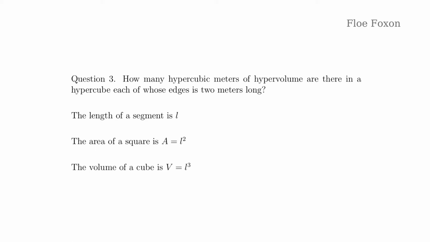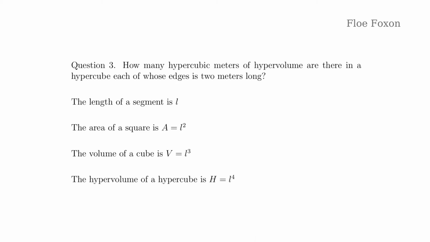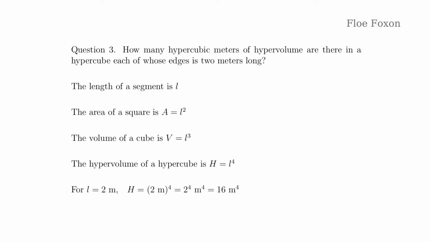You may have noticed a pattern here, whereby we multiply by another factor of L for each dimension, and indeed we can repeat this up to 4 dimensions, whereby the hypervolume of a hypercube is H equal to L to the 4th power, or L times L times L times L. Thus, we can set L equal to 2 meters, and taking 2 meters to the 4th power gives us 16 hypercubic meters of hypervolume. Remember that we have to take the units to the 4th power also. Now, the original question in Rucker set the edges equal to 2 feet, in which case the answer would be 16 hypercubic feet, but for the sake of science, I've replaced the original question with the metric system.